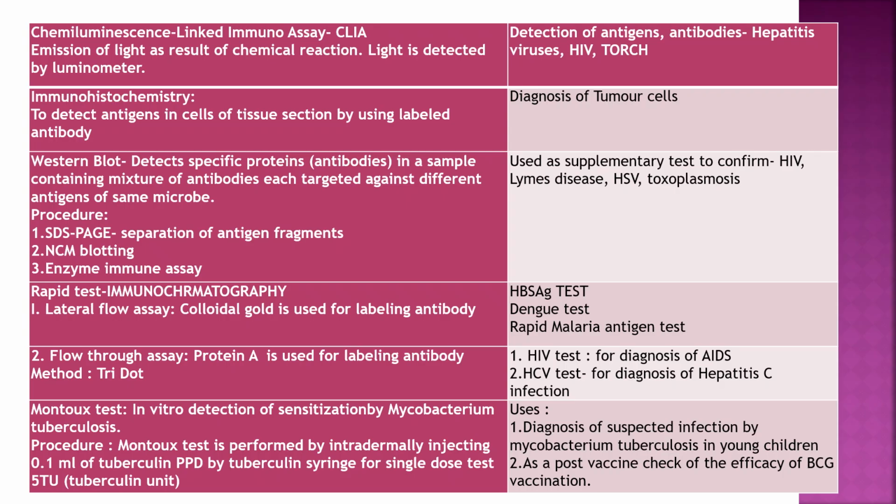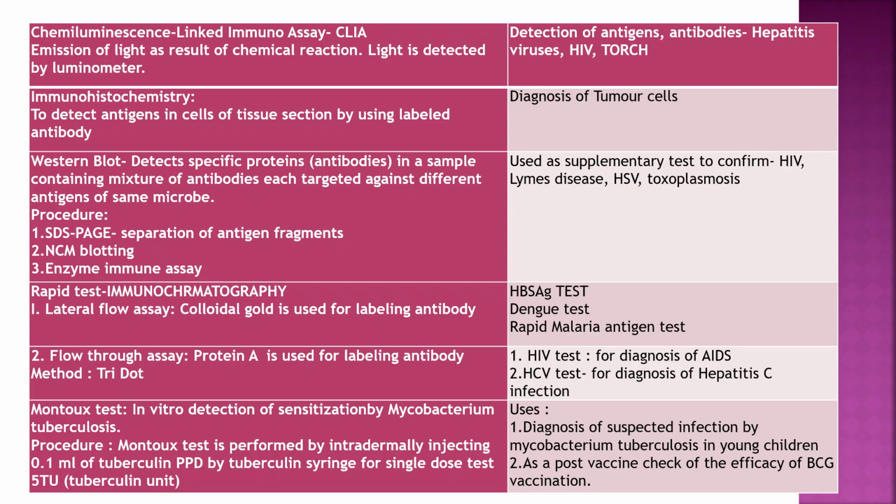Rapid test: immunochromatography, lateral flow assay, colloidal gold is used for labeling antibody. Application: hepatitis surface antigen, dengue test, rapid malaria antigen test. Flow through assay: Protein A is used as labeling antibody. Example, Tridot, HIV and HCV.